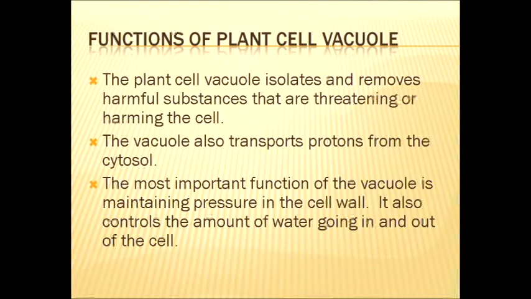Functions of plant cell vacuoles. The plant cell vacuole isolates and removes harmful substances that are threatening or harming the cell. The vacuole also transports protons from the cytosol. The most important function of the vacuole is maintaining pressure in the cell wall. It also controls the amount of water going in and out of the cell.